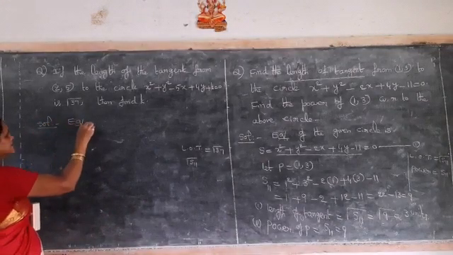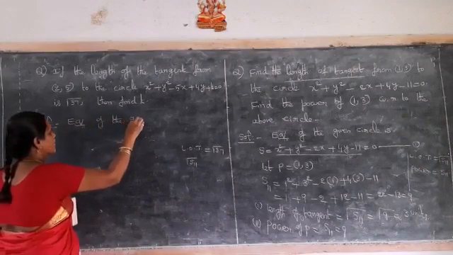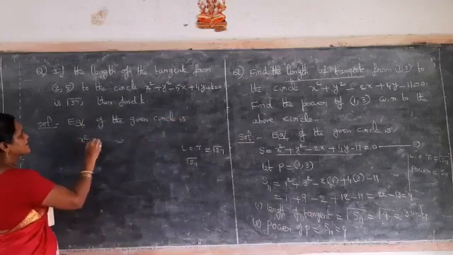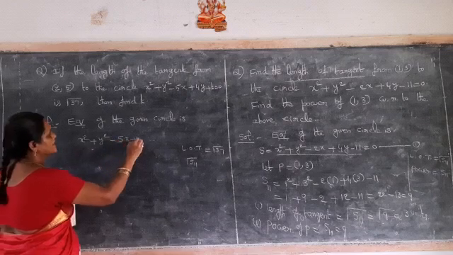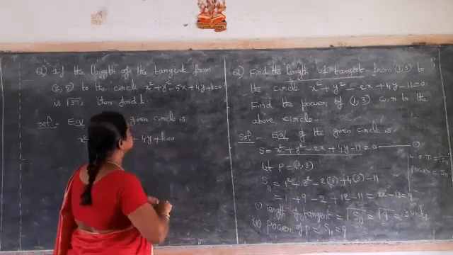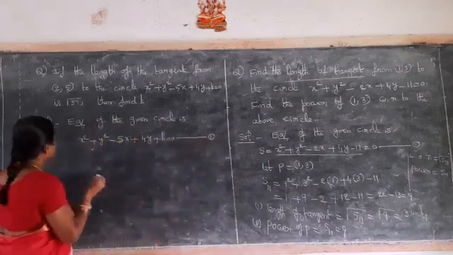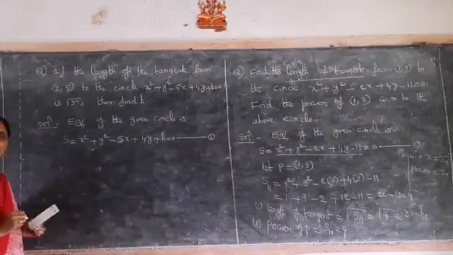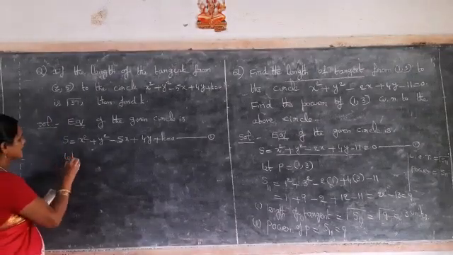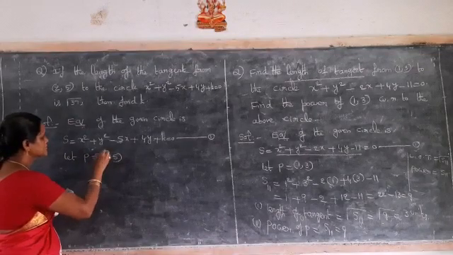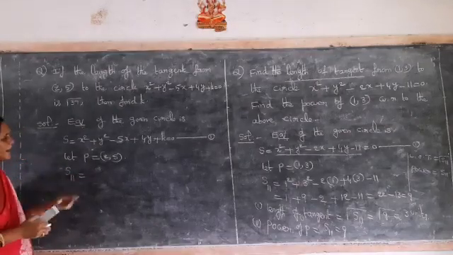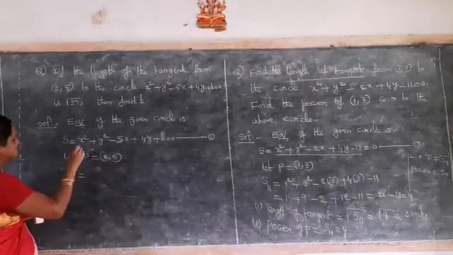Equation of the given circle is x square plus y square minus 5x plus 4y plus k is equal to 0. You write this as equation 1. In this solution we need the symbol capital S. Next we introduce the point 2, 5. Let capital P is equal to point 2, 5. Next we have to find S11. So I substitute this point in this expression.